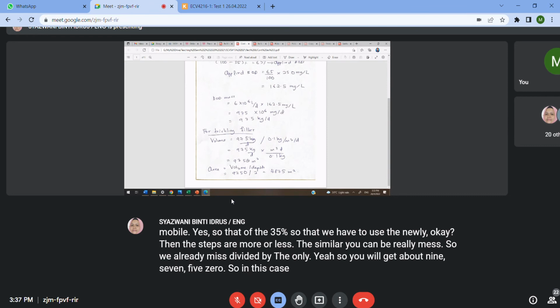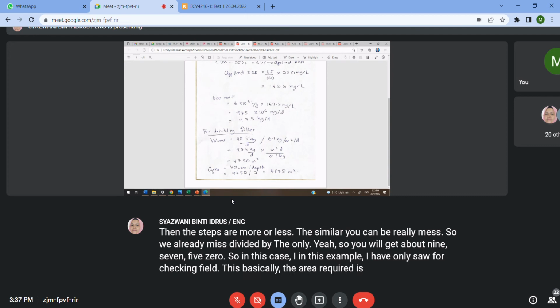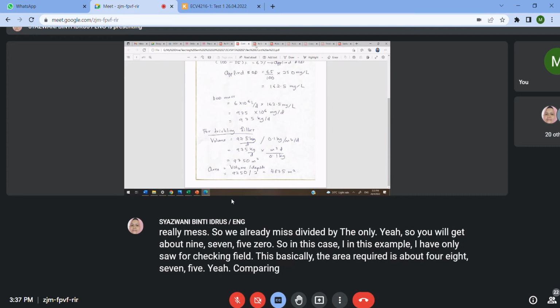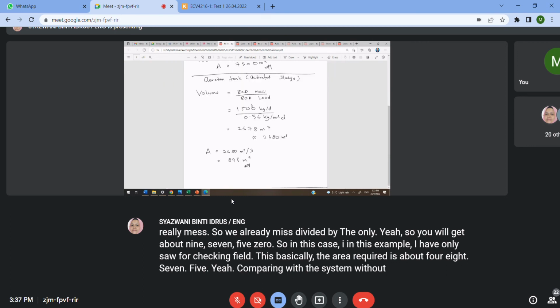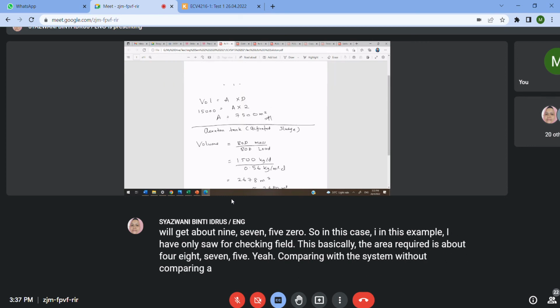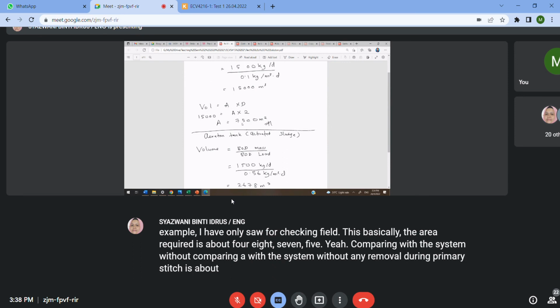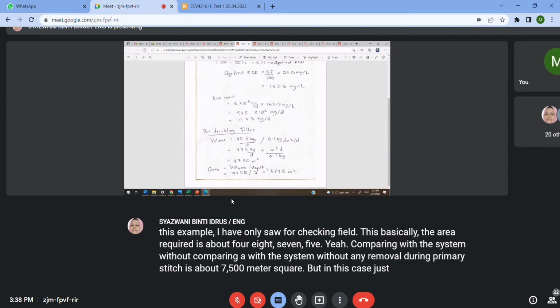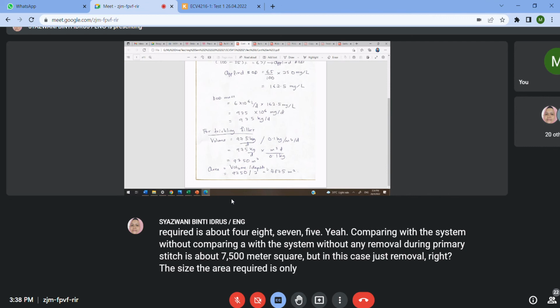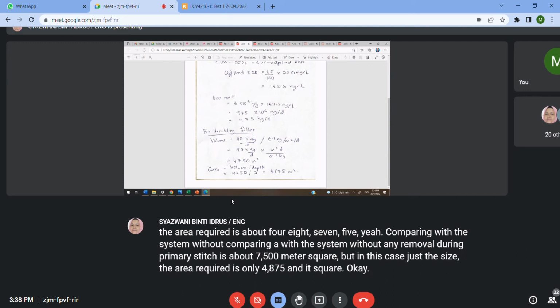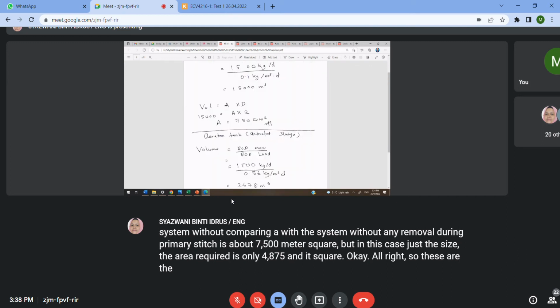In this example, I have only solved for the trickling filters. Basically, the area required is about 4875. Comparing with the system without any removal during the primary stage, it is about 7,500 meter squared. But in this case, after we have considered the removal rate, the area required is only 4,875 meter squared. Alright, so these are the examples.